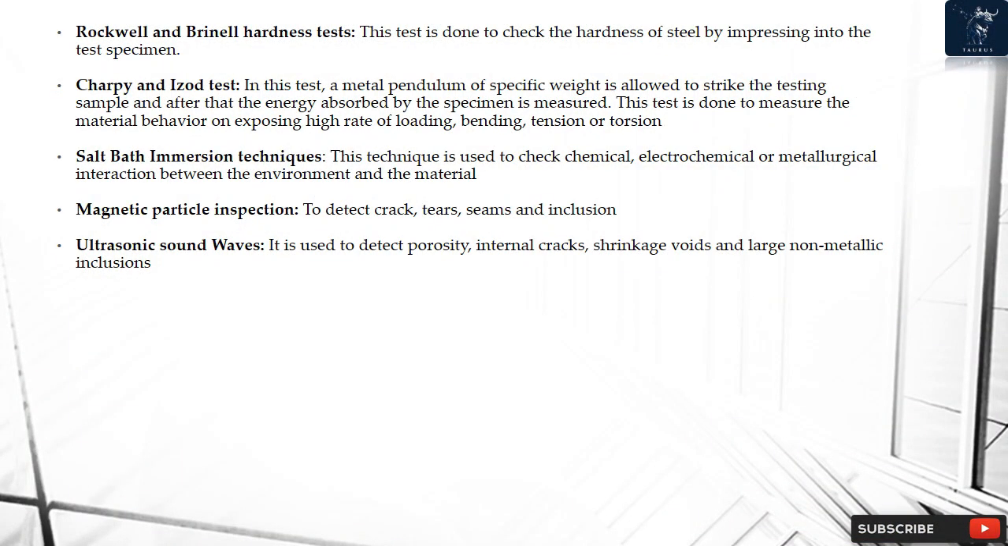Rockwell and Brinell hardness tests. This test is done to check the hardness of steel by impressing into the test specimen. Charpy and Izod test. In this test, a metal pendulum of specific weight is allowed to strike the testing sample, and after that the energy absorbed by the specimen is measured. This test is done to measure the material behavior on exposure to high rates of loading, bending, tension or torsion.